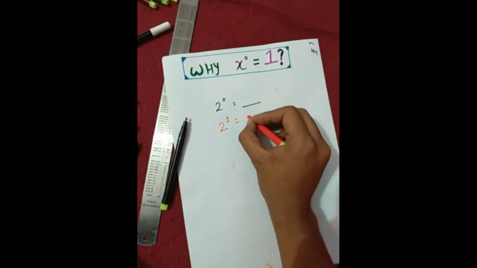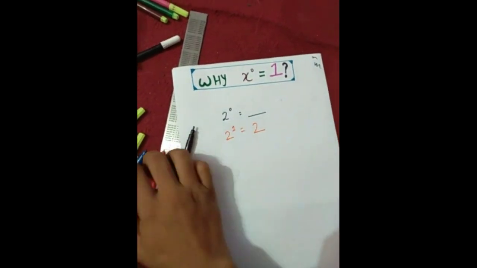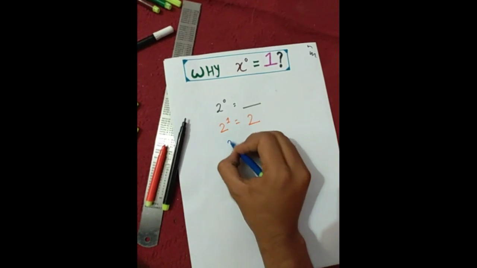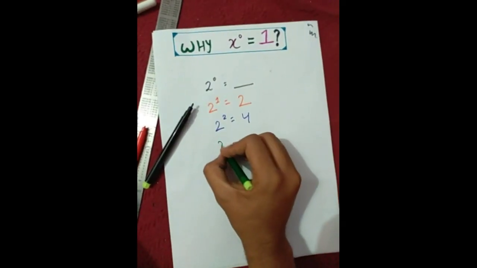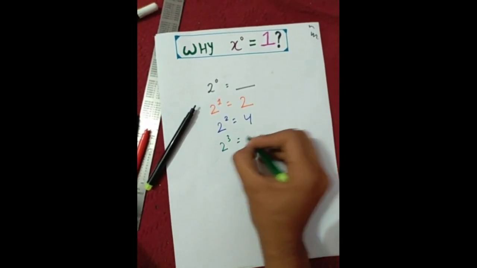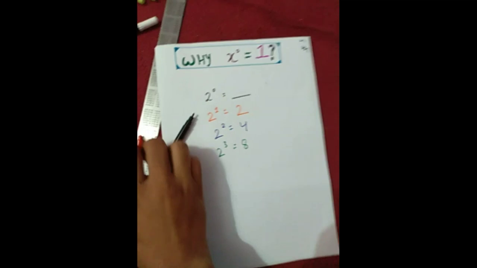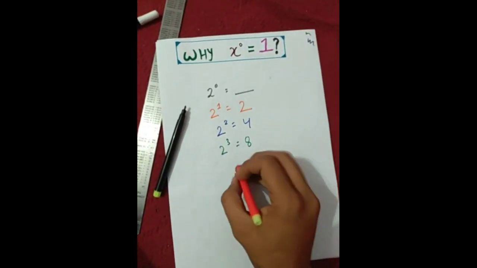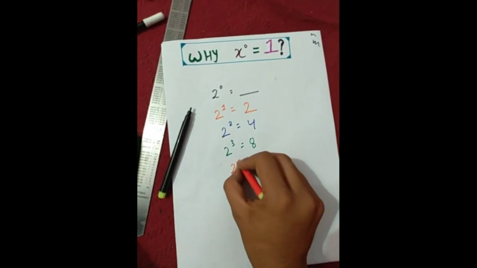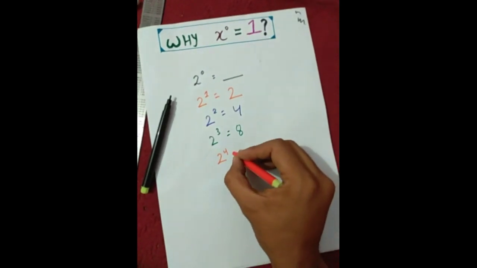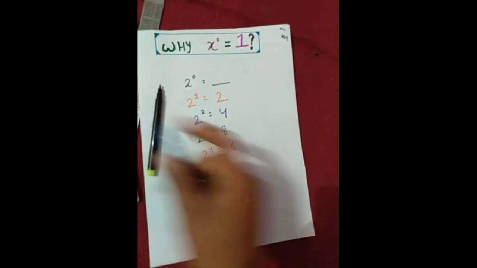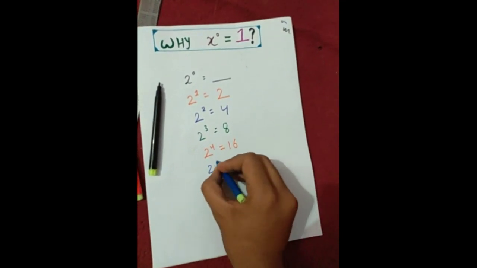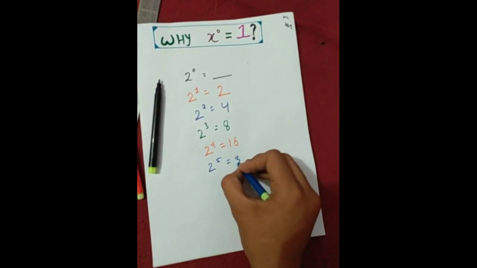We know that 2 to the power 1 is equal to 2, and 2 to the power 2 is equal to 4. We know this, right? Yes. Then 2 to the power 3 is equal to 8. We know this too. Then again 2 to the power 4 is equal to 16. So again 2 to the power 5 is equal to 32.